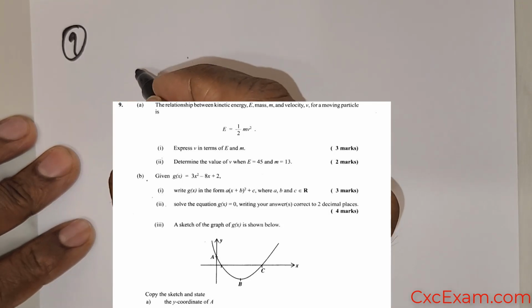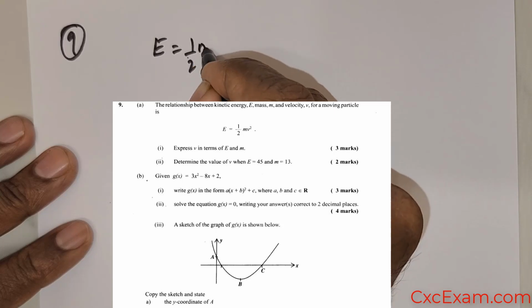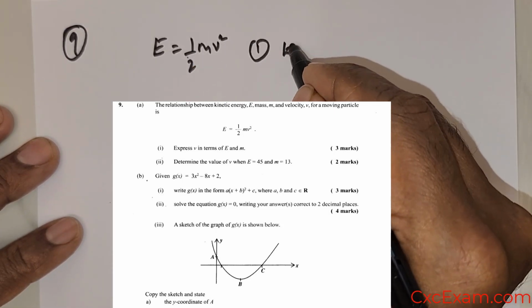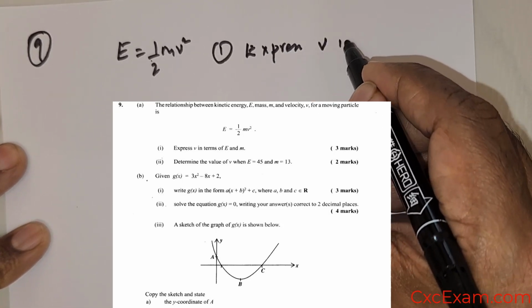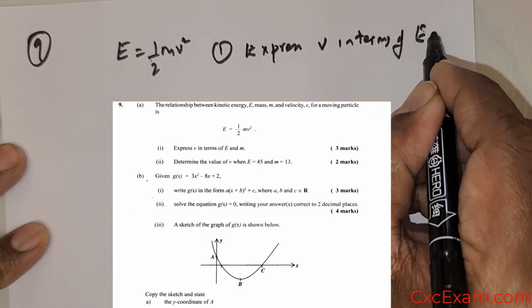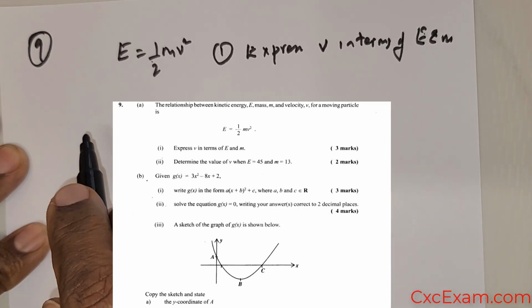Students, this is question number 9. We are given E is equal to 1 over 2 mv squared. The first question wants us to express V in terms of capital E and lowercase m. Let's start off with this first question.